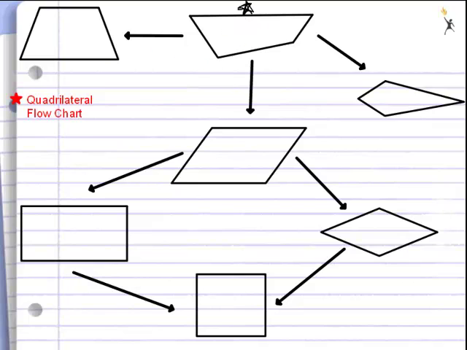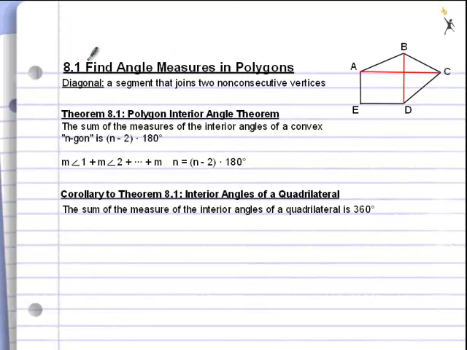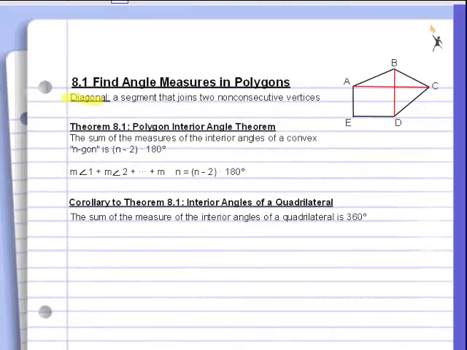Now go to the first page or the next page, and we start in section 1 dealing with the angle measures inside polygons. And before we can get to the angle measures, there's something that we need to go over called diagonals. And a diagonal is simply a line segment that connects two vertices. A vertice is a special word for an angle. If you take any angle or any two angles and you connect them with a line segment.